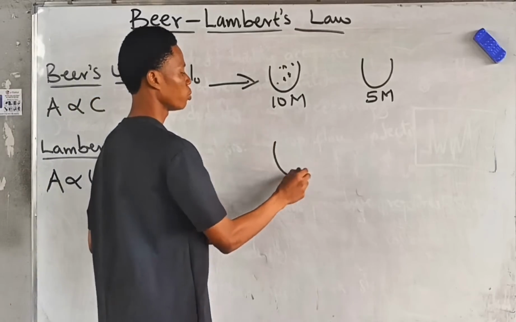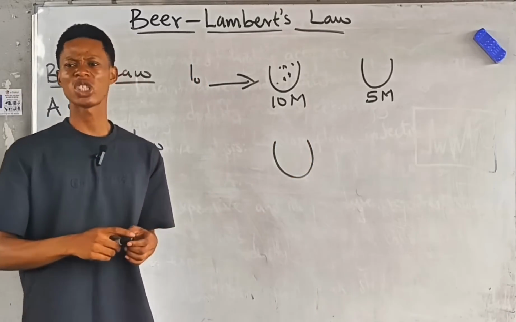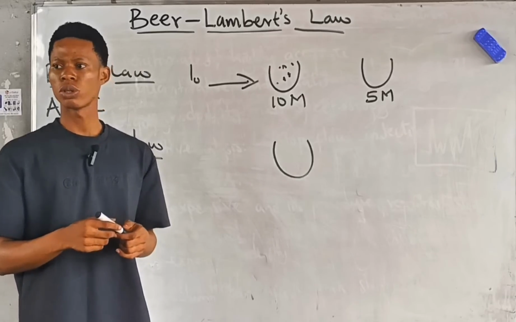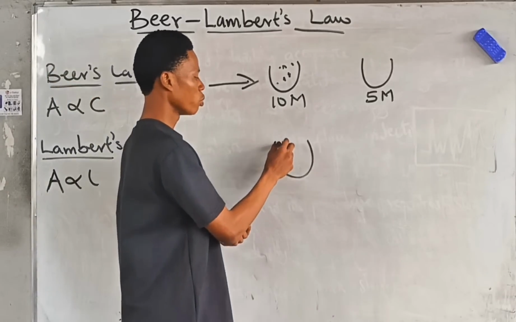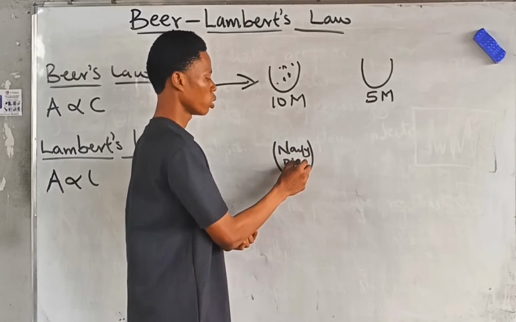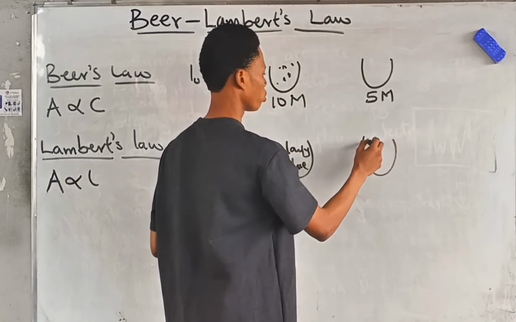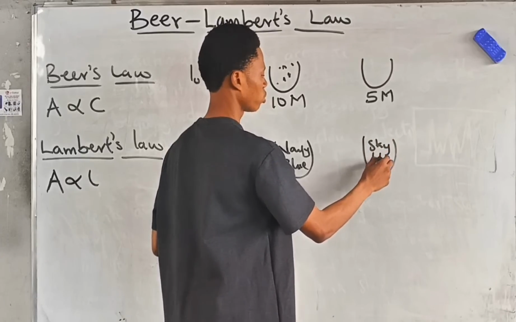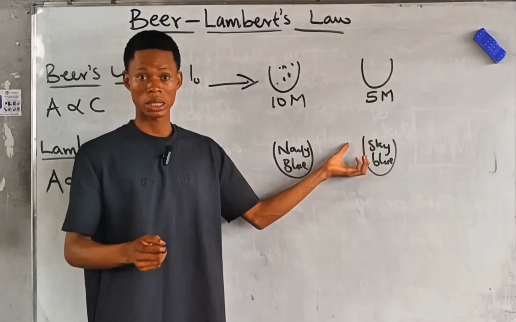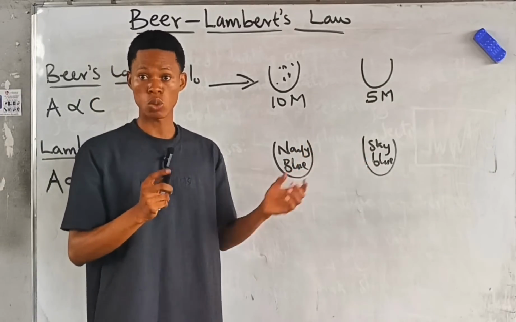If you have this solution, give me shades of blue. Let's say we have navy blue, and we have sky blue. You notice that this one is thicker than this one, right? The color, this one is thicker than this one.